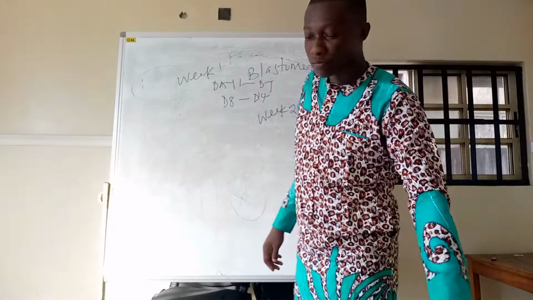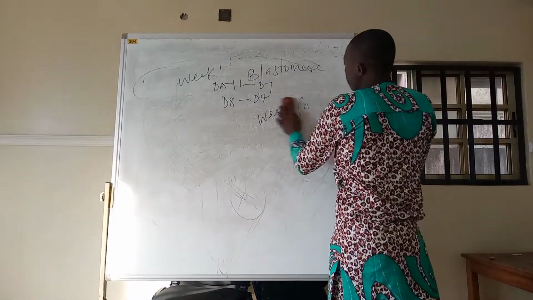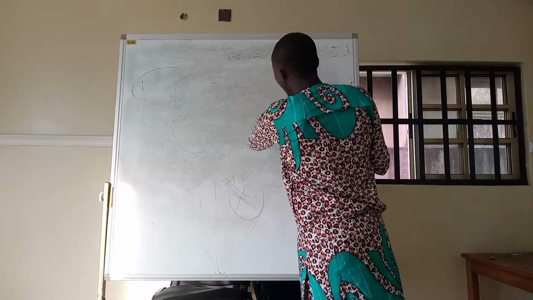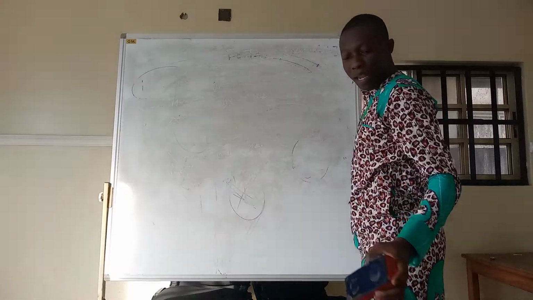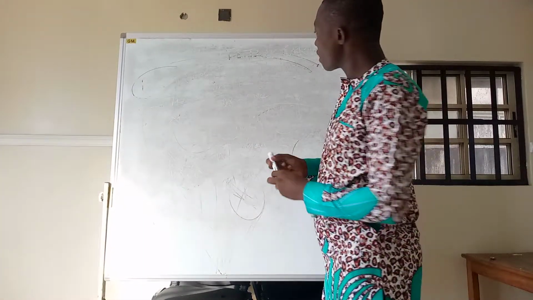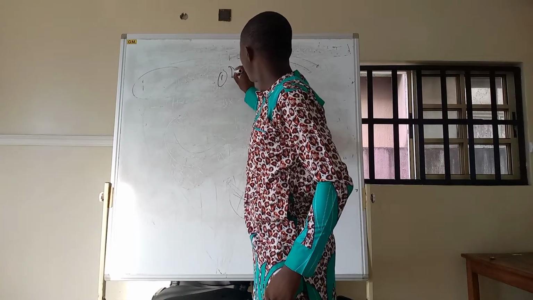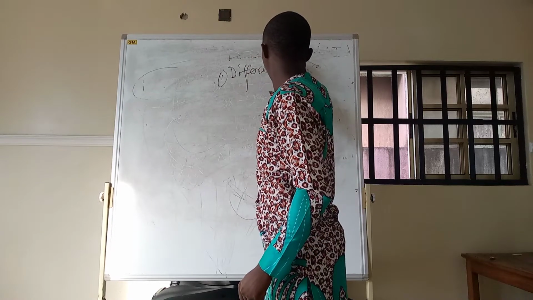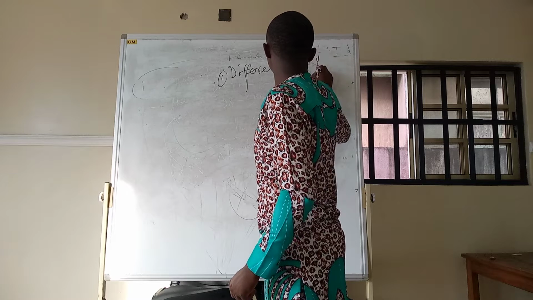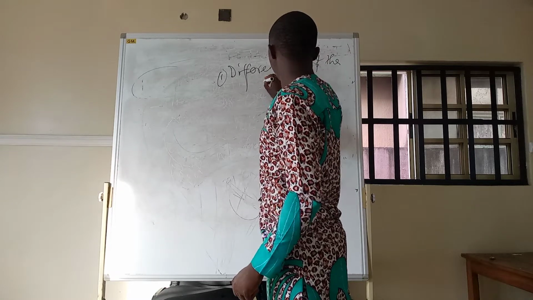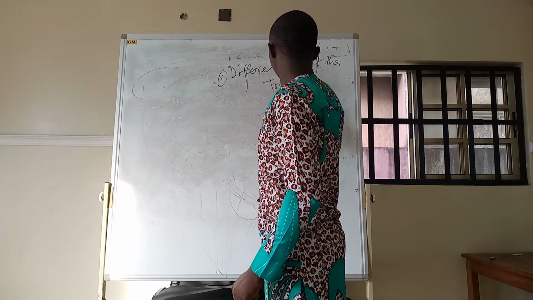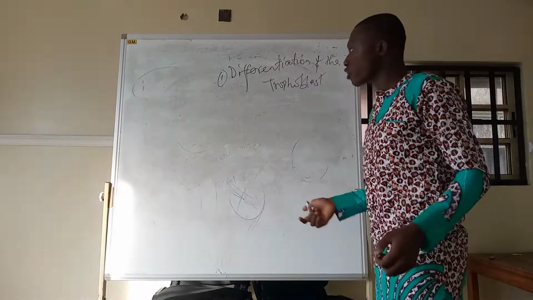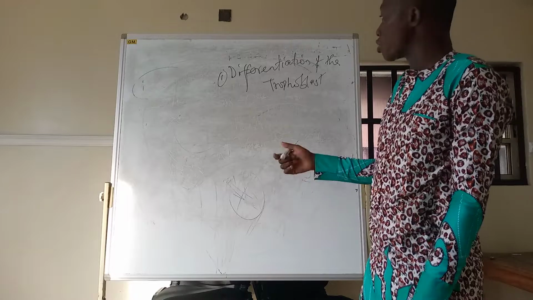The major events here are number 1, differentiation of the trophoblast. Forget the grammar. It means the division of the trophoblast.